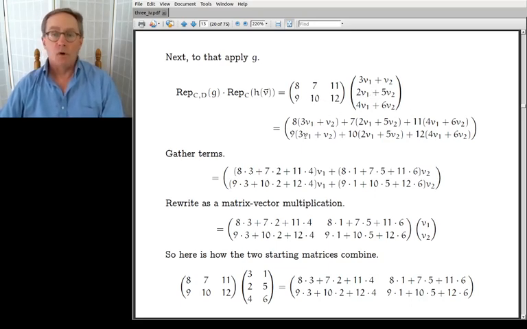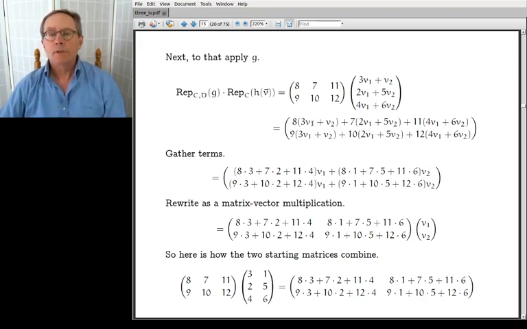And it's a little long. It took a lot to write. It's not actually very hard to figure out. It's 8 times the first, 7 times the second, 11 times the third. Next line, next row, is 9 times the first, 10 times the second, 12 times the third. But it takes a lot to write down.